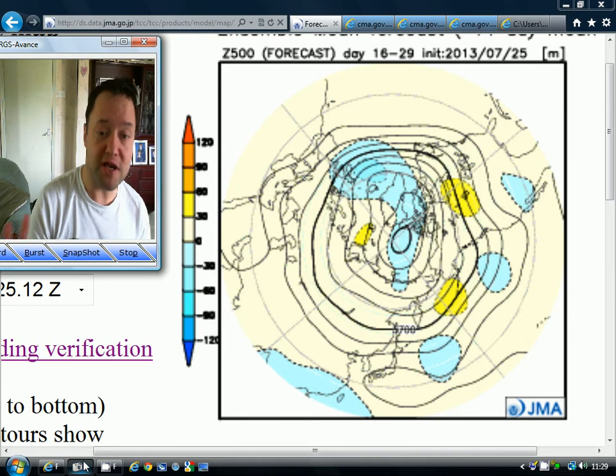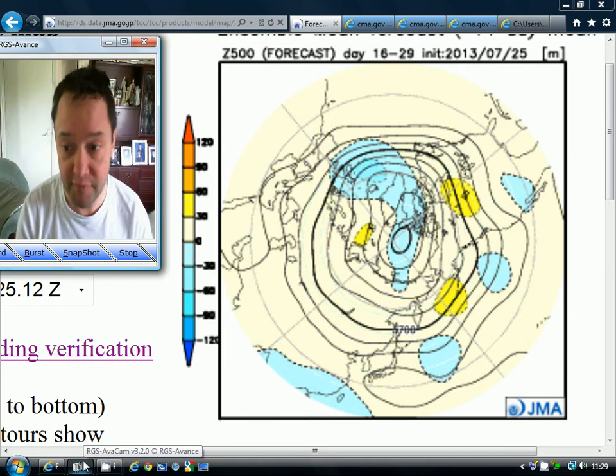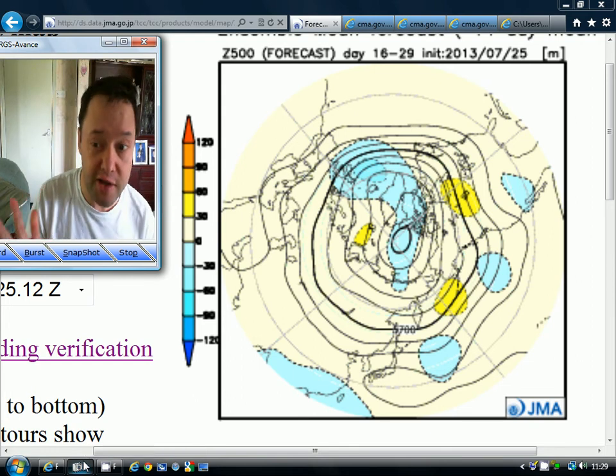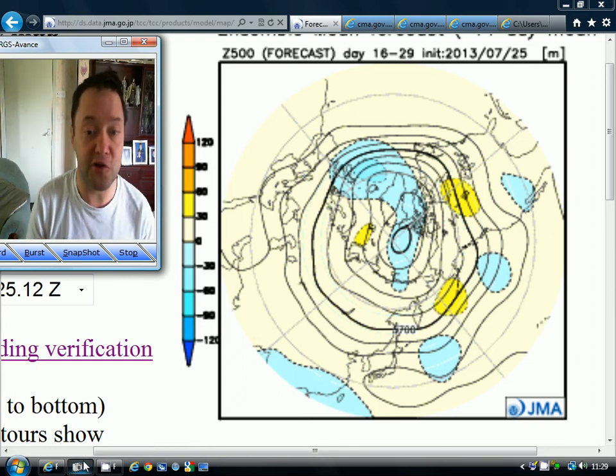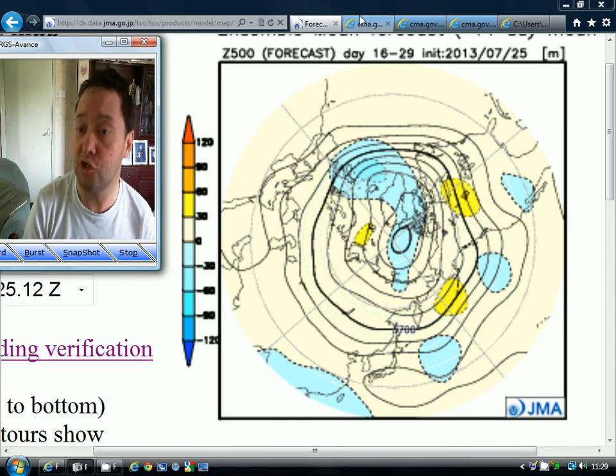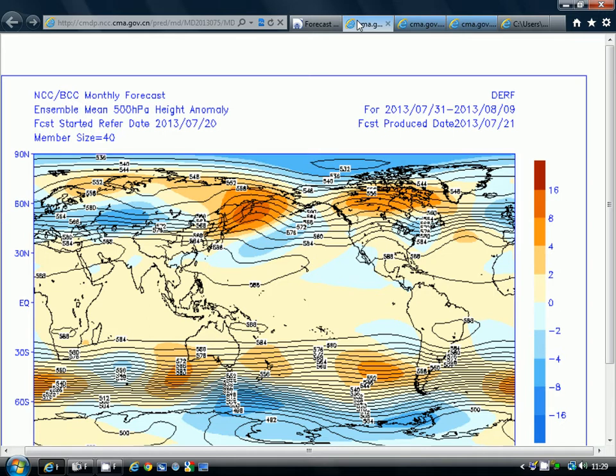You have to say that's a pretty grim update from the JMA model, and the JMA model is a pretty good model. I do rate it quite highly, actually. That's a pretty grim sort of update from the JMA model. It's showing that we're going to have a trough dominating throughout much of August, and that will keep it very unsettled.